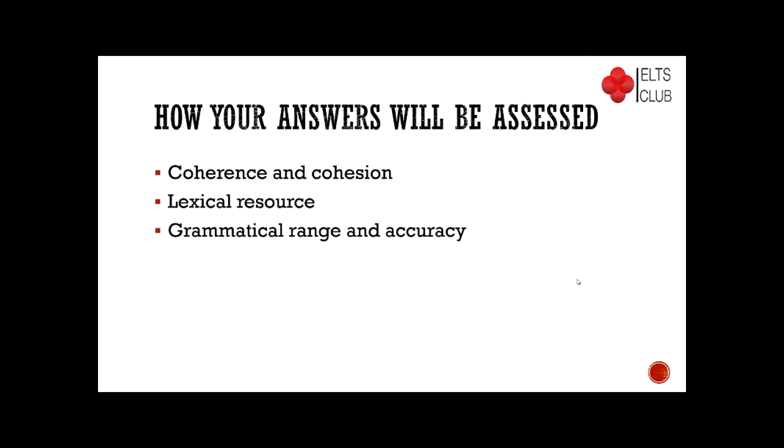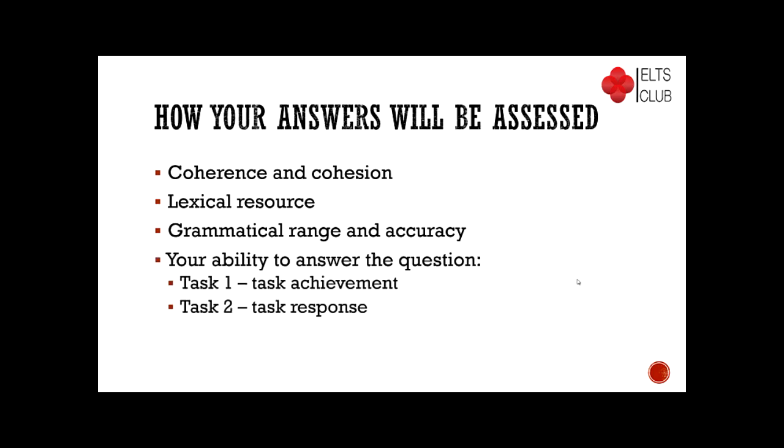You'll be assessed also on your grammatical range and accuracy, so you must demonstrate your ability to use a range of grammar structures appropriately and accurately. Finally, you will be assessed on your ability to correctly answer the questions, which are marked differently. In task number 1, you'll be marked on task achievement. Did you accurately, relevantly, and appropriately complete the task using at least 150 words?